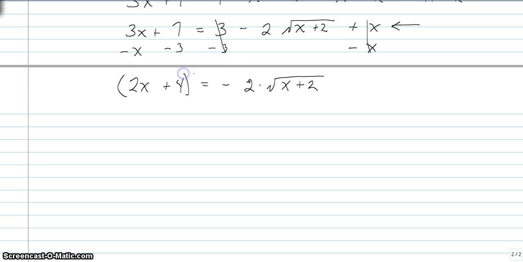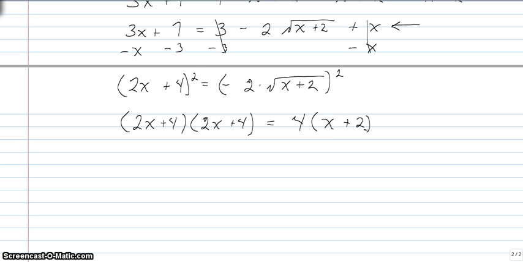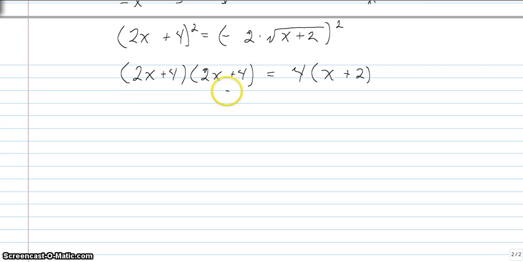However, at this step, I'm going to go ahead and square both sides. And so, on my left side, I'm going to have to FOIL again. And on the right side, I'm going to have negative 2 squared, which is 4, and square root of x plus 2 squared, which leaves me with just x plus 2. So I'll assume that over here on the left side, you're okay with doing the FOIL method. First, outside, inside, last. So let's see, I'm going to have 8x plus 8x on the outside and inside, and then plus 16.